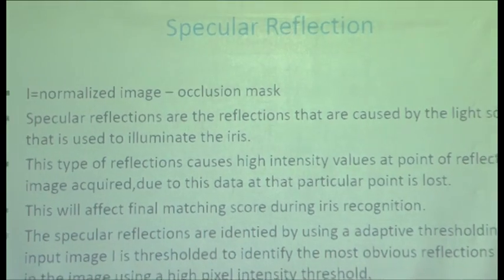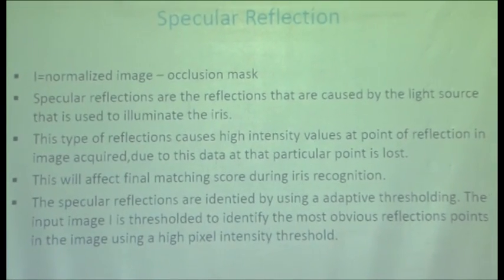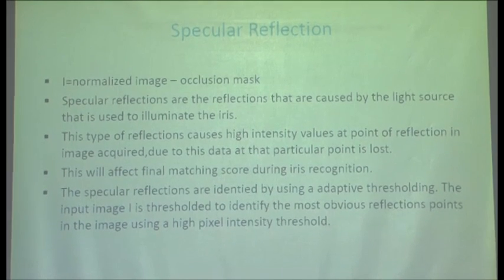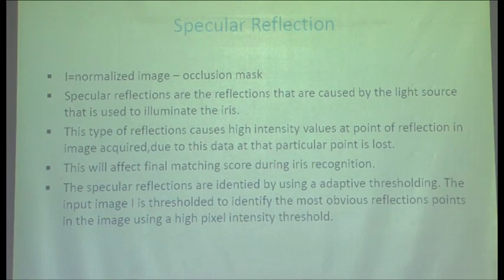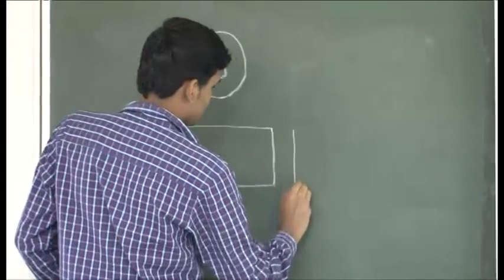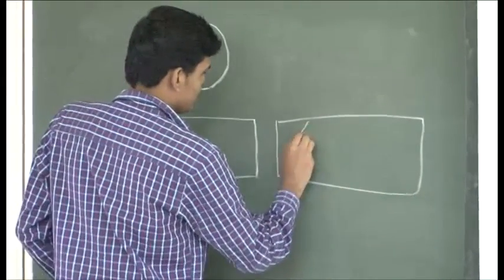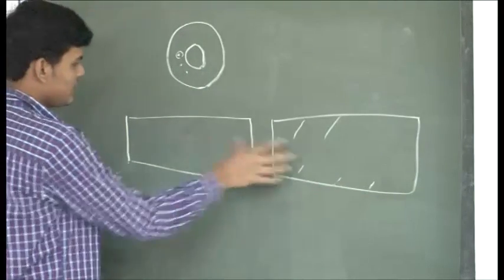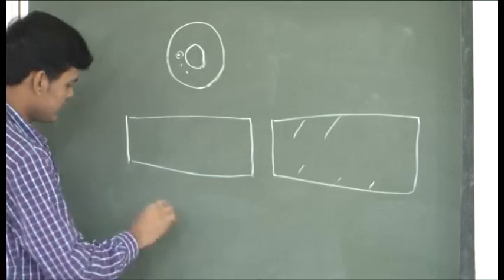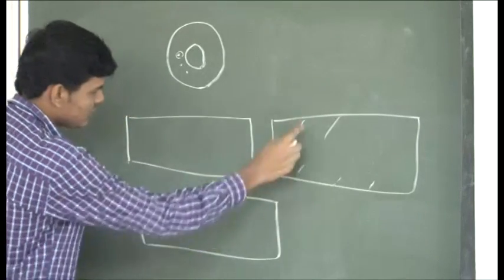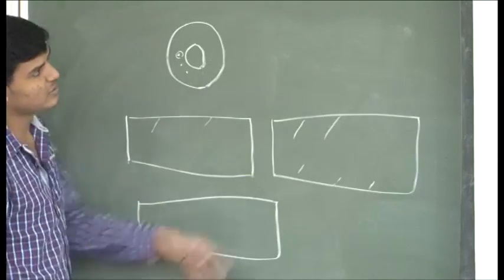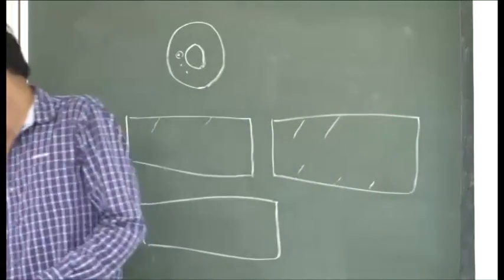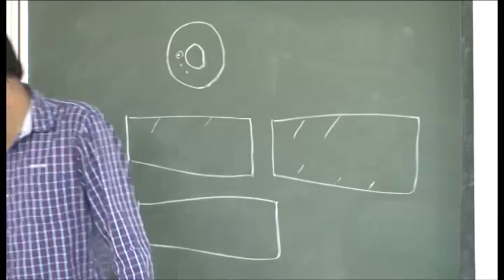So for the occlusion, I am using the occlusion mask. So this is the input normalized image, and let's say this is some occlusion mask. Then I will subtract this mask from this image, and I will get some result. So I will ignore these points in this image while calculating the specular reflection, and the specular reflection can be calculated by.